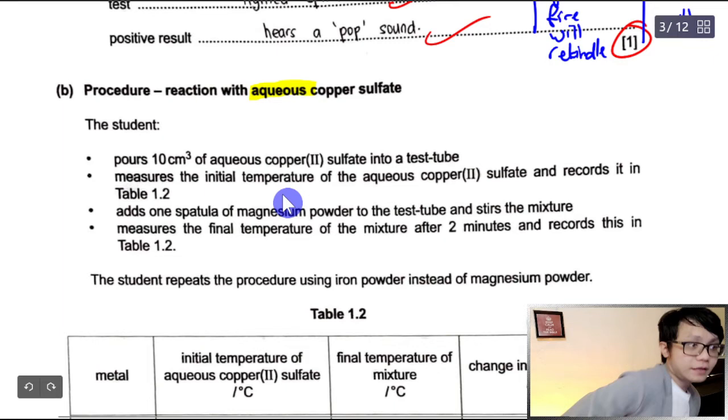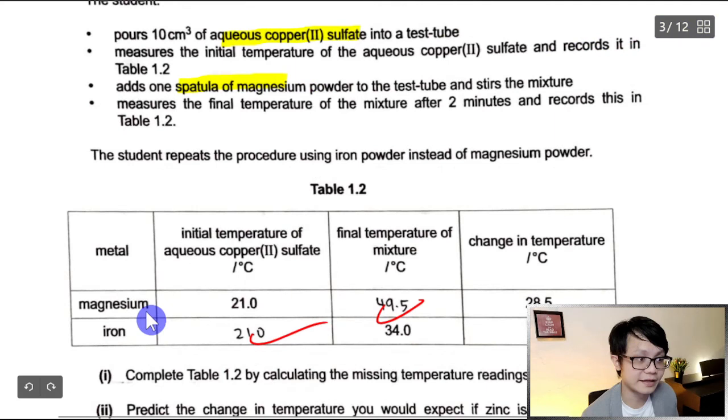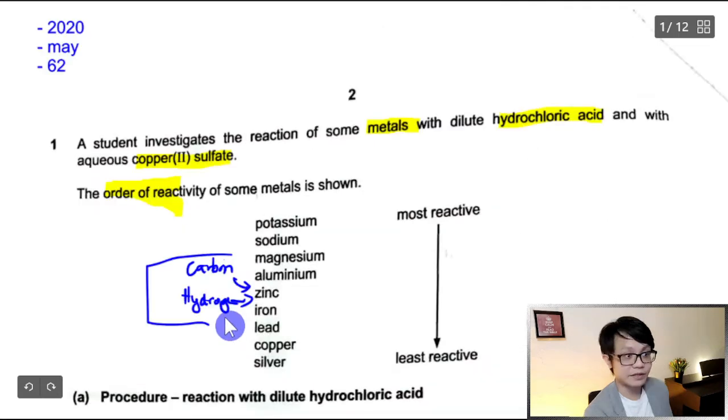So first you pour the blue copper sulfate aqueous solution and measure the temperature, and then you put in the magnesium and measure it again. You get actually 28 and 13. Makes sense because magnesium is further apart, so the temperature change will be more compared to the other one they use, iron. One is iron to copper, one is magnesium to copper. Of course, when it's further apart, the temperature change is bigger.